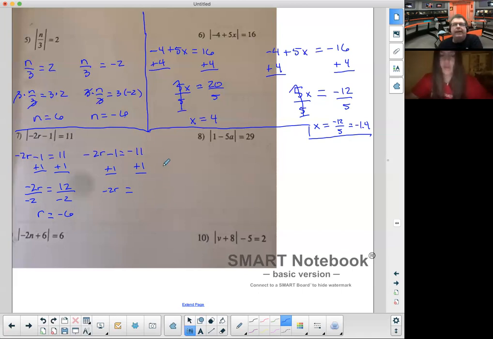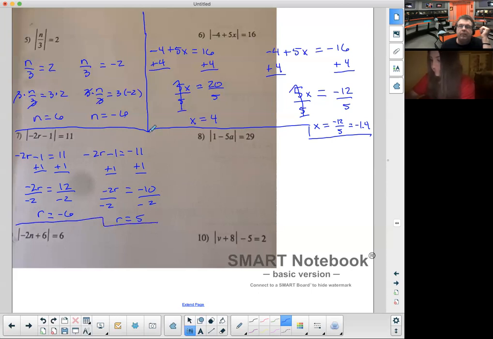What did you forget again? Negative 2. Oh, no, no. You added 1 on the left side, right? Do it to the other side. 12. So you have to do negative 11 plus 1. So that's negative 10. There you go. Now we divide by the negative 2. 5. There you go.